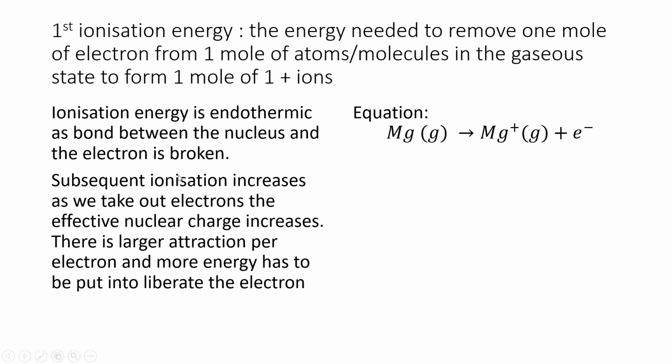Okay, subsequent ionization energy increases as we take out electrons, as the effective nuclear charge increases. This is a keyword and it might have changed, so please check your syllabus. But usually marks are just given for effective nuclear charge increases, and there's a larger attraction per electron. So there's a net larger attraction per electron, and more energy has to be put in to liberate the electron.